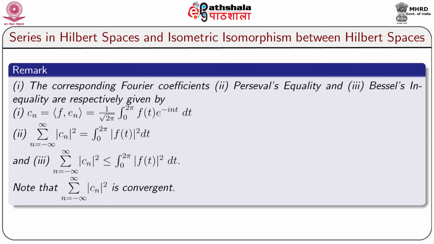The corresponding Fourier coefficients, number 2 Parseval's equality, number 3 Bessel's inequality are respectively given by: number 1, Cn is equal to inner product f comma En equal to 1 by root over 2 pi integration 0 to 2 pi ft into e to the power minus int dt. Number 2, sigma n equal to minus infinity to plus infinity modulus of Cn square equal to integration 0 to 2 pi modulus of ft square dt. And number 3, sigma n equal to minus infinity to plus infinity modulus of Cn square is less or equal to integration 0 to 2 pi modulus of ft square dt. It is to be noted that sigma n equal to minus infinity to plus infinity modulus of Cn square is convergent.